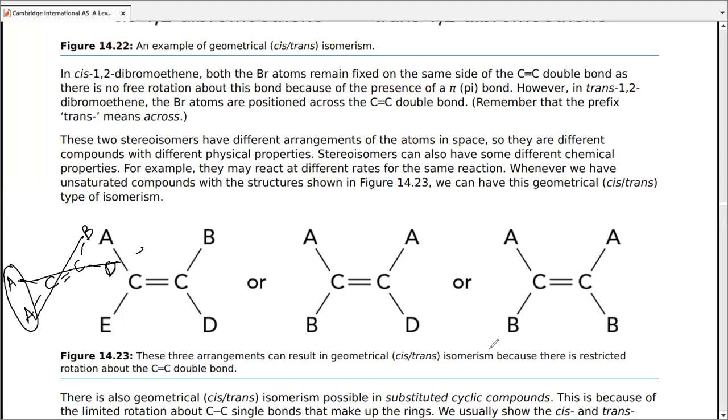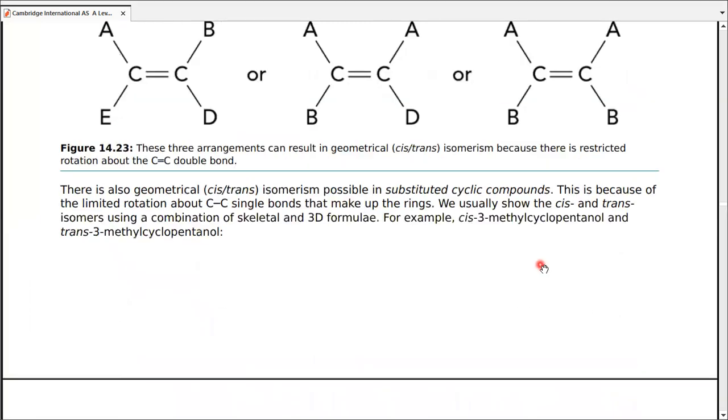Okay. Other portions: why is there no free rotation? Pi bond, carbon-carbon double bond. Also, stereoisomers can have different chemical properties. They may have different rates of reaction. All right. Other important points: restricted rotation that makes up rings usually does the same in cyclic compounds.